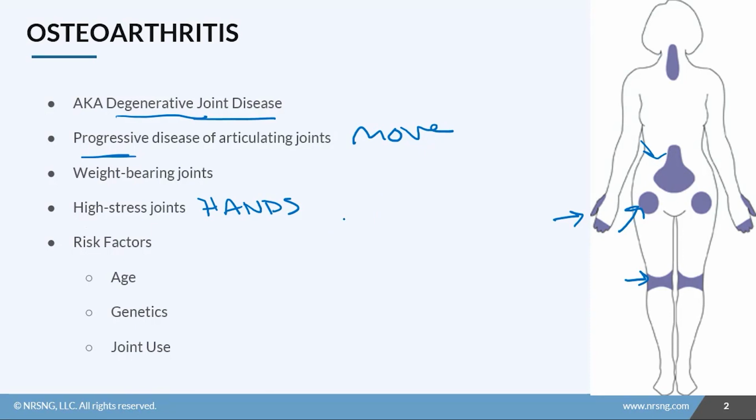Risk factors for osteoarthritis are age, so older is more likely, genetics, and use of the joints. So again, these high-use, high-frequency joints are more likely to have problems. Problem is we can't really do much about that. We have to function, and we need our joints to do that.